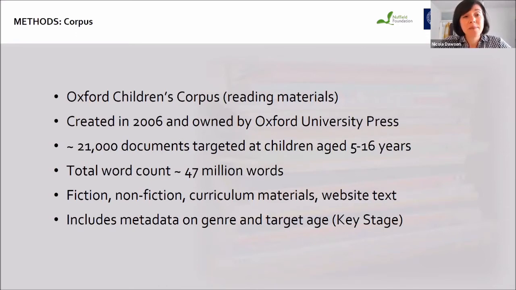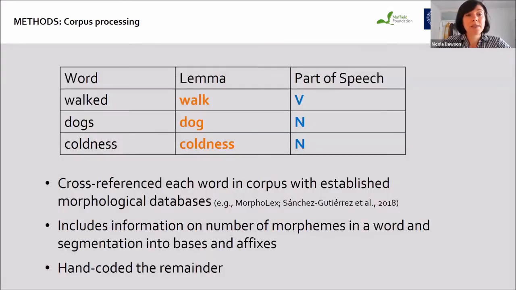And the reading materials in this corpus are sampled from a wide variety of sources, including fiction, non-fiction, curriculum materials, and text from websites. And the corpus includes metadata on genre and target age. As I mentioned, we're looking at age ranges grouped by key stage. Aside from the metadata that comes with the corpus, at the word level, the corpus is already tagged for things like part of speech and lemma form. And our analysis was based on these lemma forms.